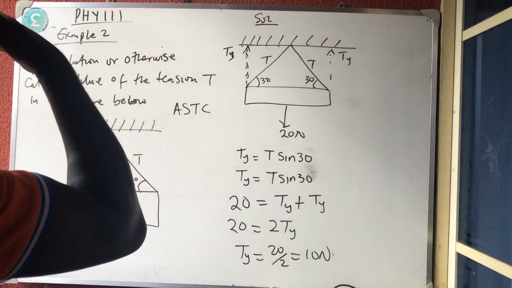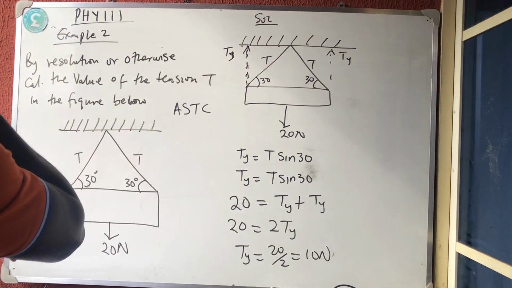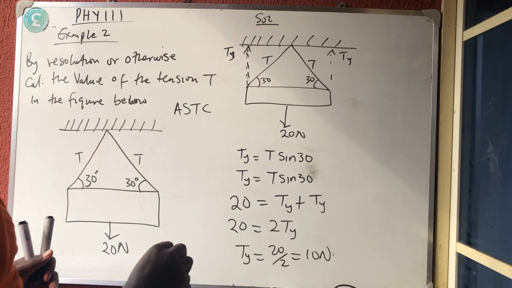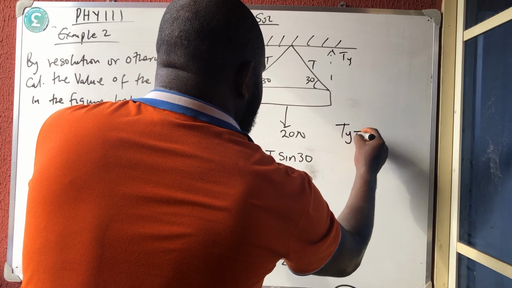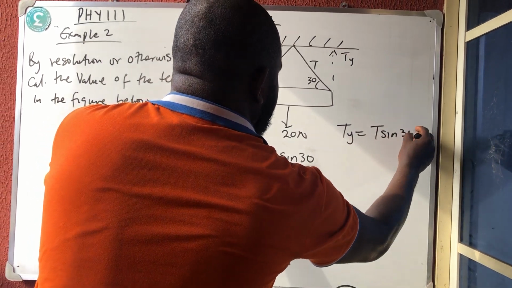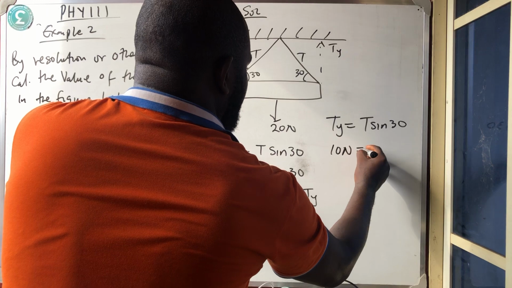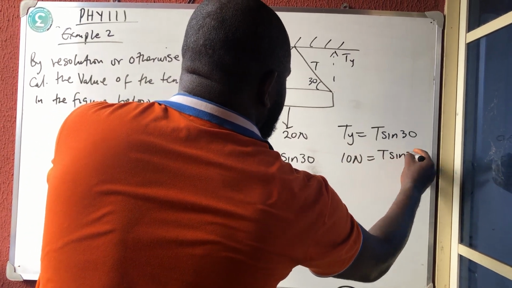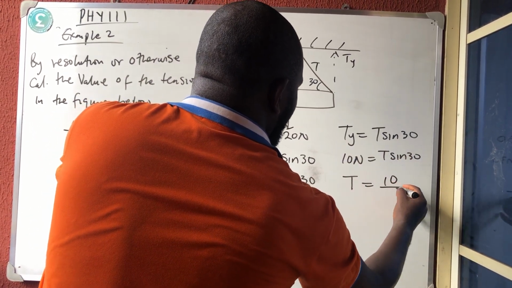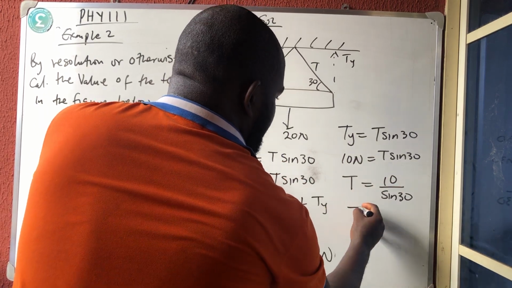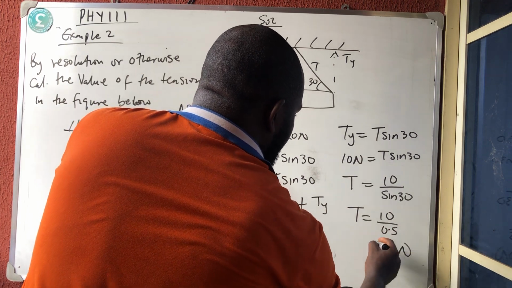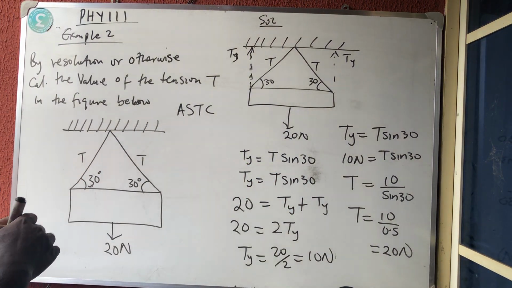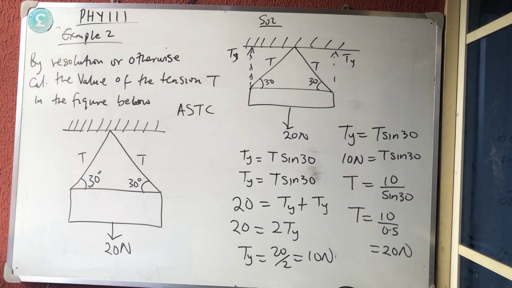I've gotten my Ty to be 10 Newton. Now to get my T, watch now. I know that my Ty is equal to T sine 30. So 10 Newton is equal to T sine 30. So T itself should be equal to 10 over sine 30. Is it not? So the T I'm looking for is 10 divided by 0.5, which is equal to 20 Newton. So I have gotten it. 20 Newton. So that is my T.